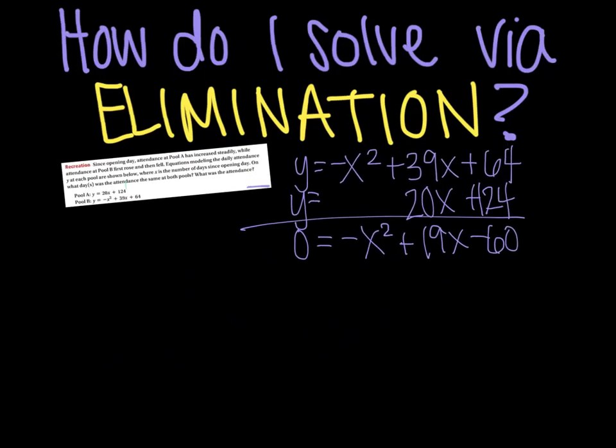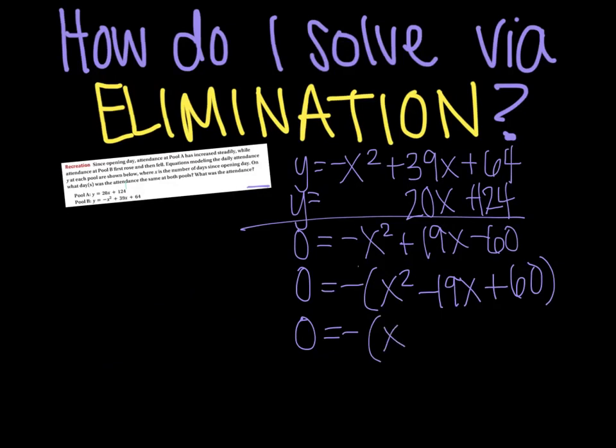So the first thing we want to do is factor out that negative sign, just because you don't want to deal with it. It makes things more complicated. So factor out that negative right away so that we can work with a positive situation. So plus 60.